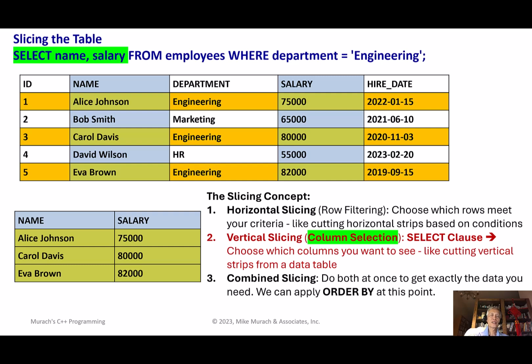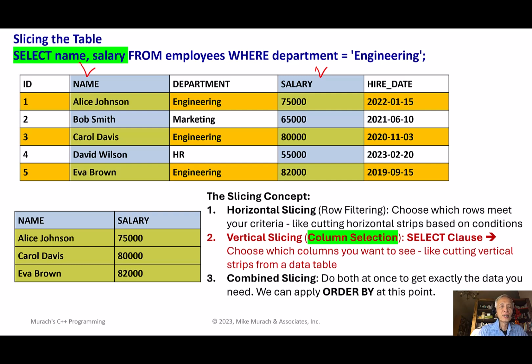Now, if we go to the front, we're seeing the select clause. In the select clause, we're selecting the columns that we want to retrieve. Here we say select, we want name, we want salary. So we don't need to return all the columns. We can just select the columns we want. This is called vertical slicing or column selection.